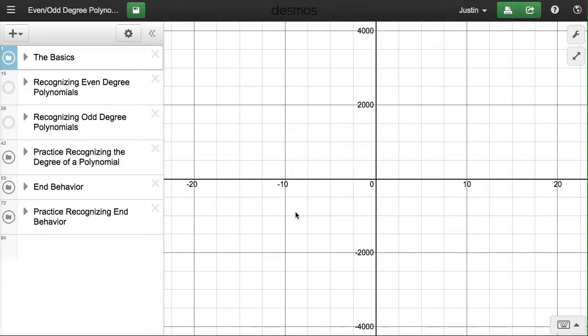The basics for an even and odd degree polynomial. So this time we're going to look at just recognizing even and odd degree polynomials, and then we're going to practice that. Our third video will focus on end behavior and practicing recognizing end behavior. So in this case, we're going to look at some examples of recognizing even and odd degree polynomials.